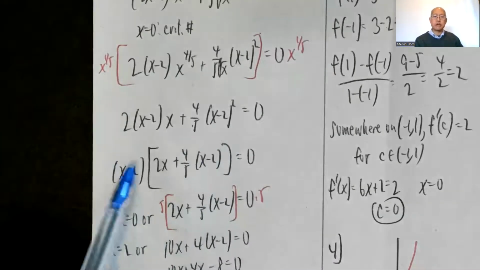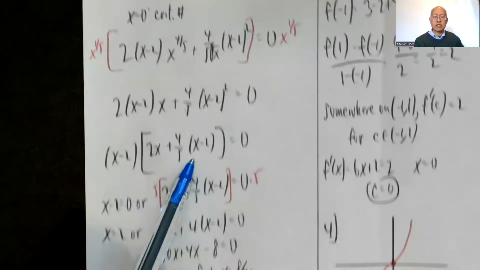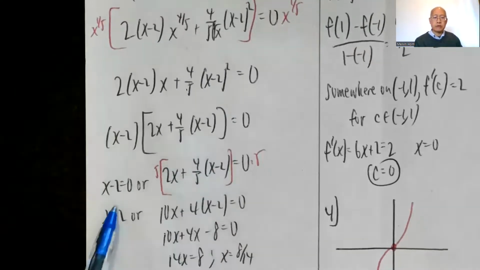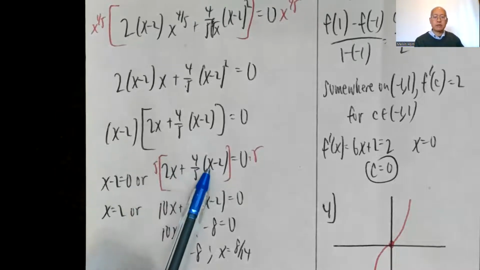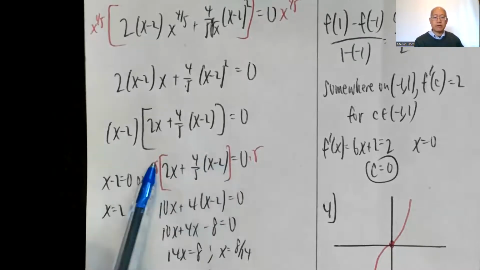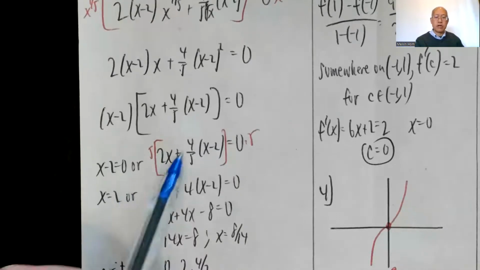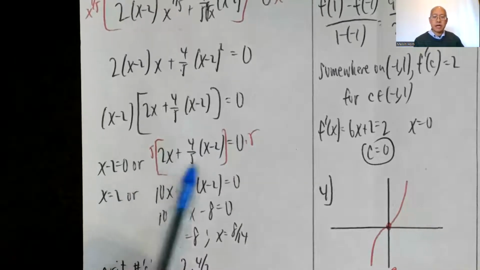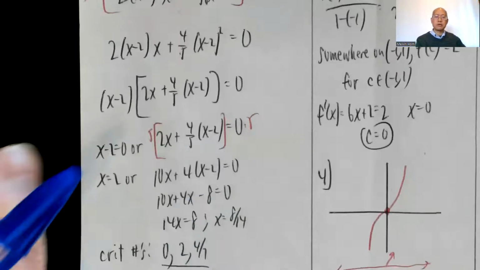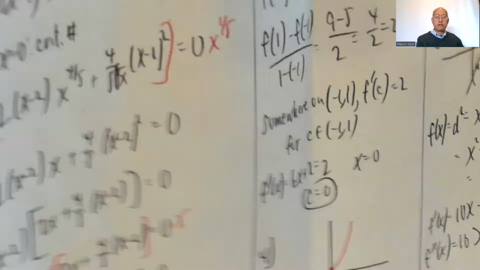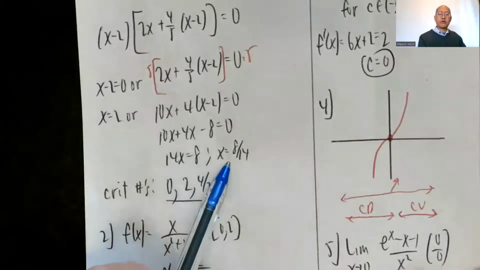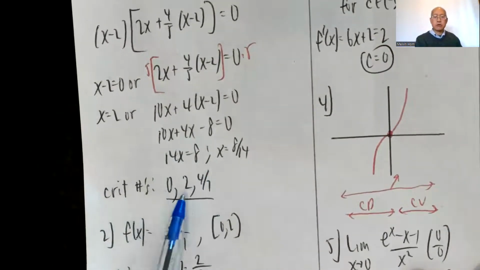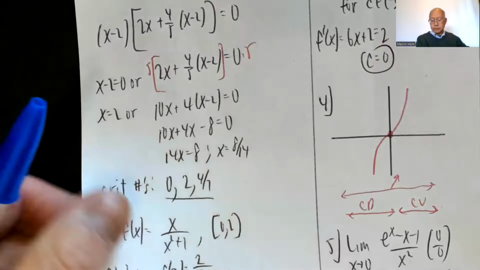Factor out the x minus 2. I get 2x plus 4/5 times x minus 2. Set that equal to 0. This is easy. X minus 2 is 0. This one, 2x plus 4/5 x minus 2 equals 0. Multiply both sides by 5 to make it nicer. This one I get 2. This one I get 10x plus, cancel the 5, 4 times x minus 2. That comes out to be 14x equals 8. So x is 8/14, or 4/7. So my critical numbers are 0, 2, and 4/7.